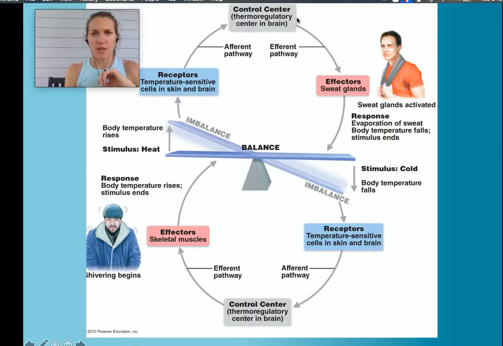Efferent pathways will then be stimulated. And in this case, if you're overheating, one of the effectors are sweat glands, right? So sweat glands would allow for increased evaporation, increased cooling of the skin.